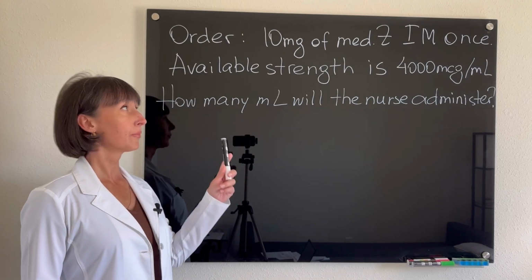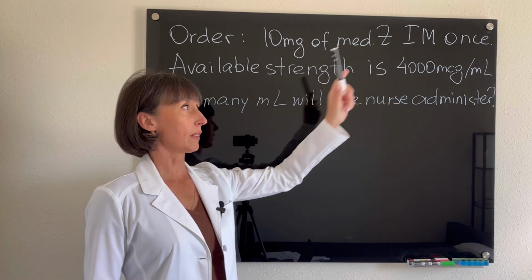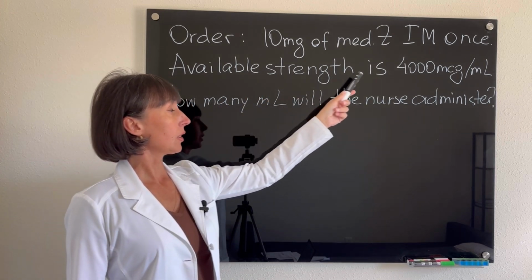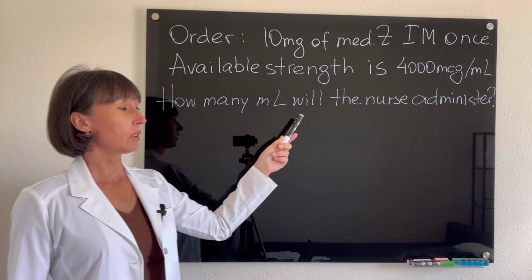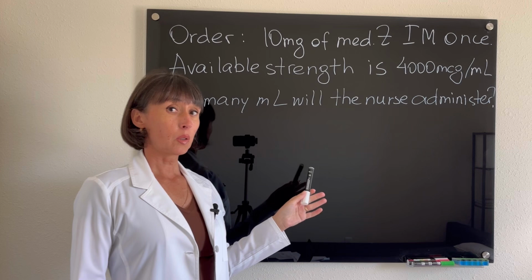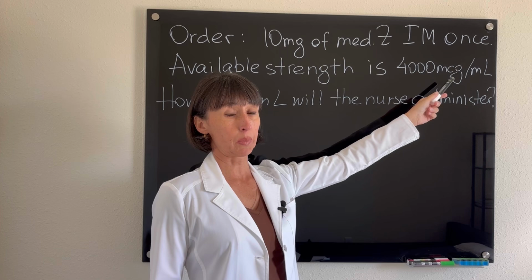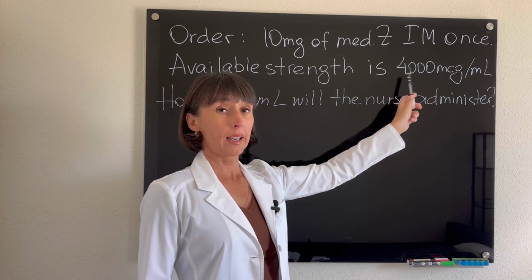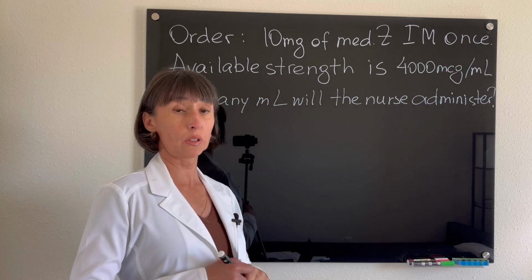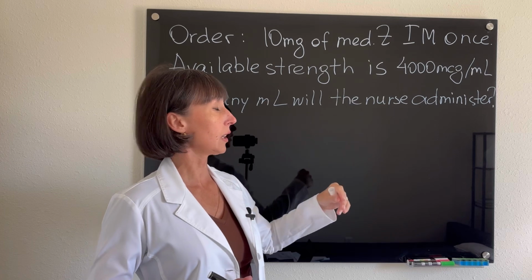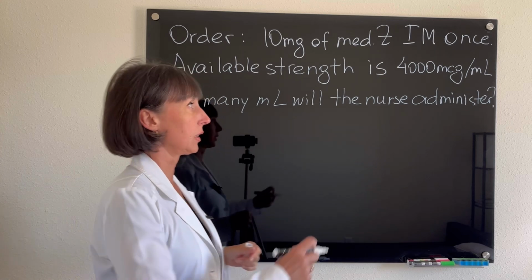Here's our next problem. The order is to administer 10 milligrams of medication ZIM once. Available strength is 4,000 micrograms per milliliter. So how many milliliters will the nurse administer? Right away, you can see that the order is in milligrams and availability is in micrograms per milliliter. So why don't we just convert those micrograms to milligrams to make our life easier. Some of you may do it in your head if you've had a lot of practice, but some of you don't know how to do it in your head. We're going to set it up with the DKP method.